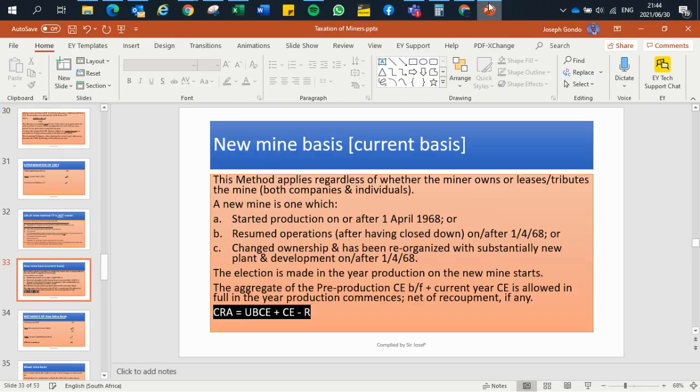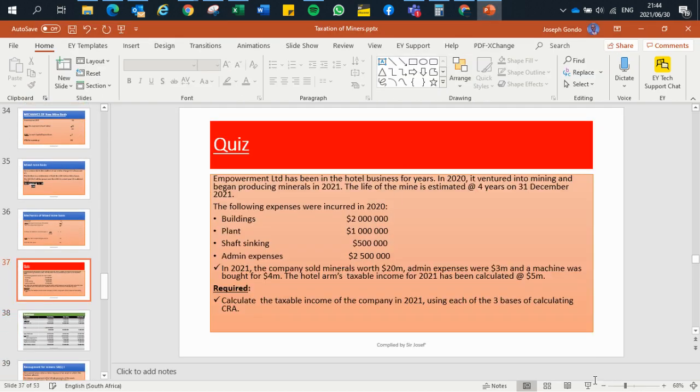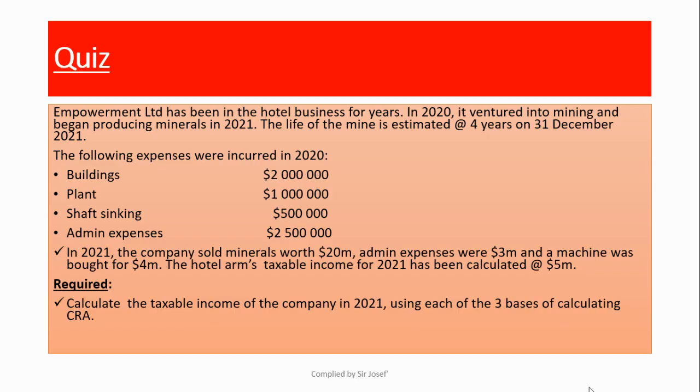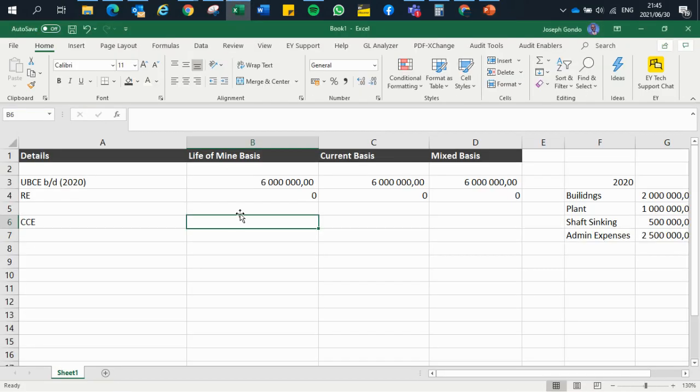So in 2021, what do we have? We are told that in 2021, the company sold minerals worth 20 million, admin expenses were 3 million. These are not capital in nature, and a machine was bought for 4 million. So our current capital expenditure is 4 million.